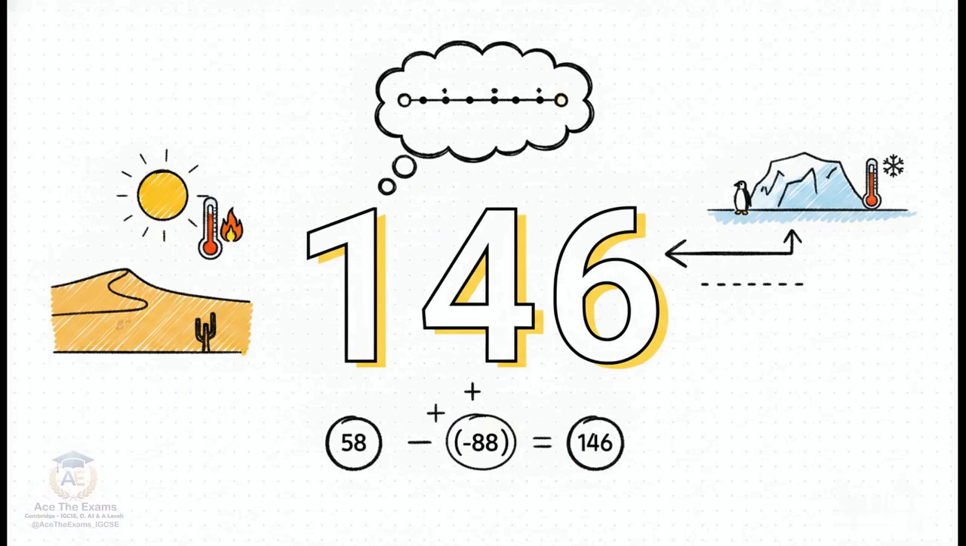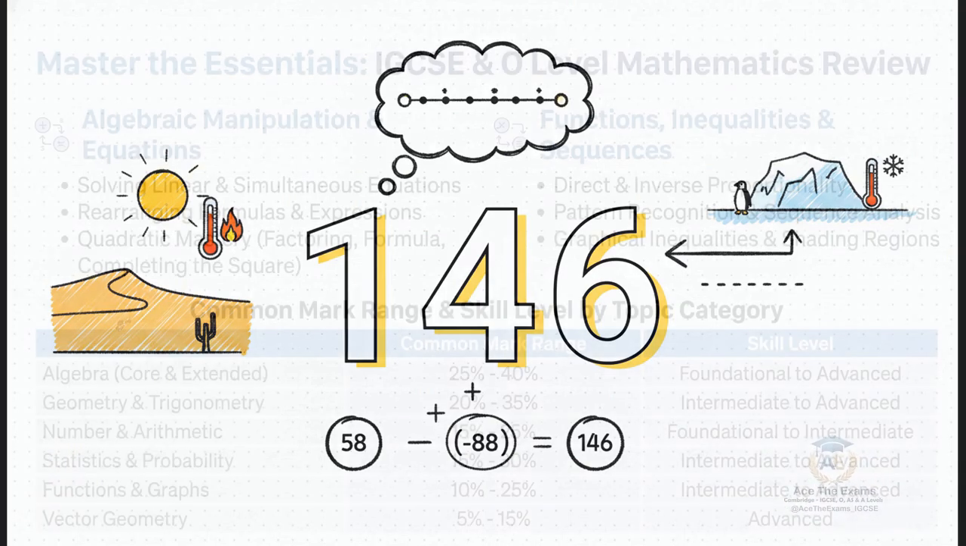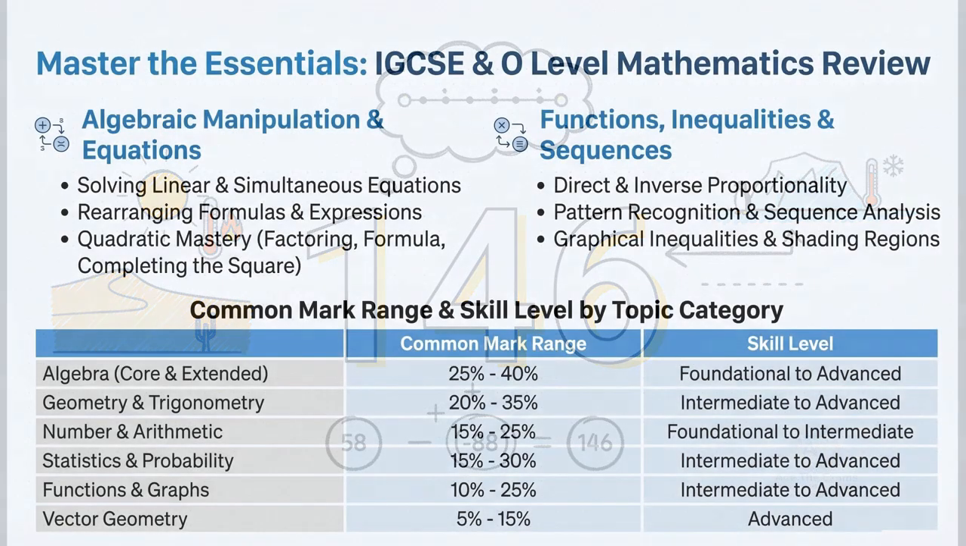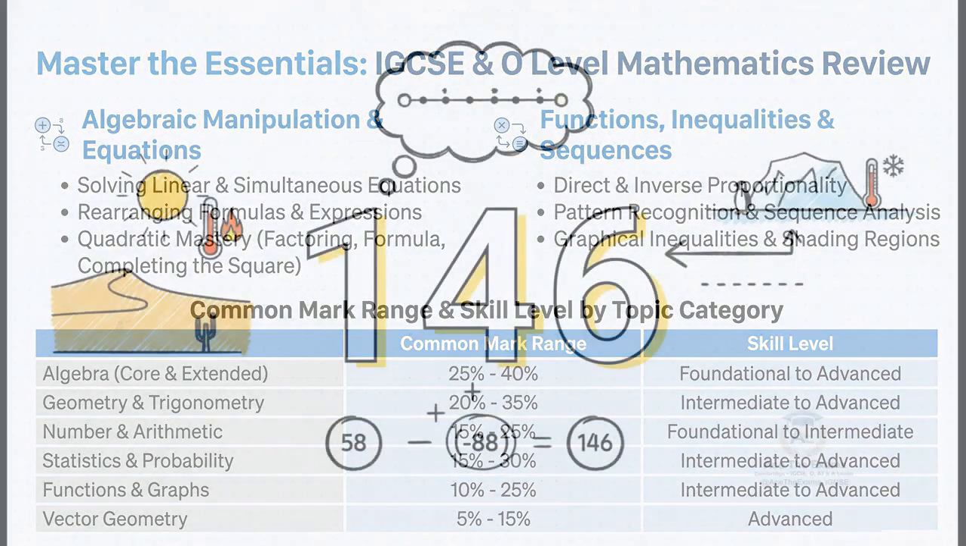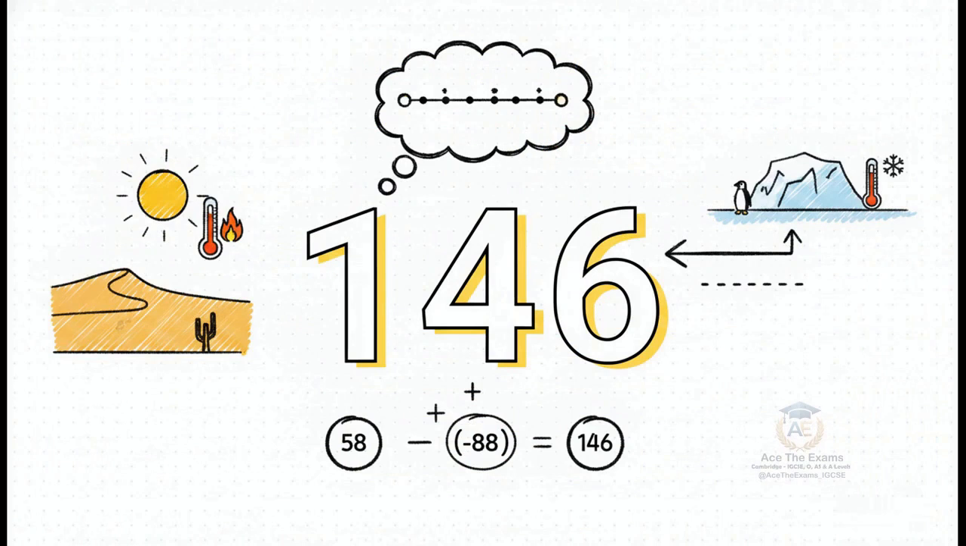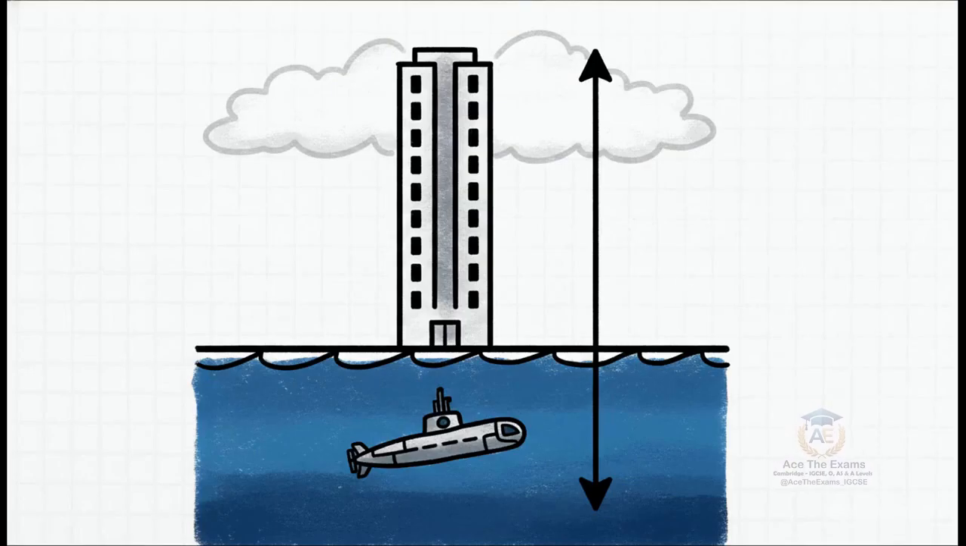The highest temperature ever recorded was 58 degrees in Libya. The lowest was a freezing negative 88 degrees in Antarctica. To find the difference between them, you take 58 and subtract negative 88. And since subtracting a negative is the exact same thing as adding, we get a massive 146-degree difference. You're going to use directed numbers all the time in everyday applications.